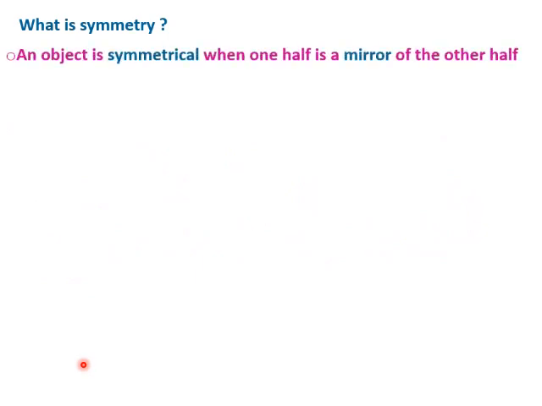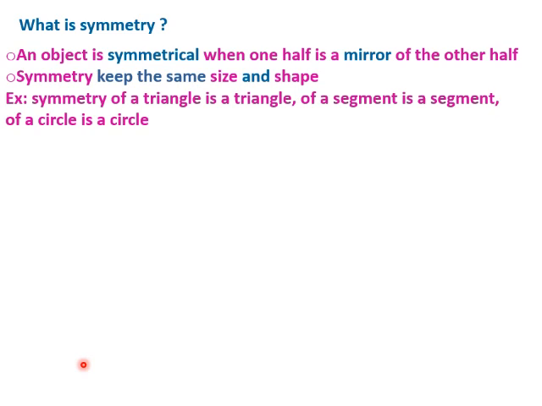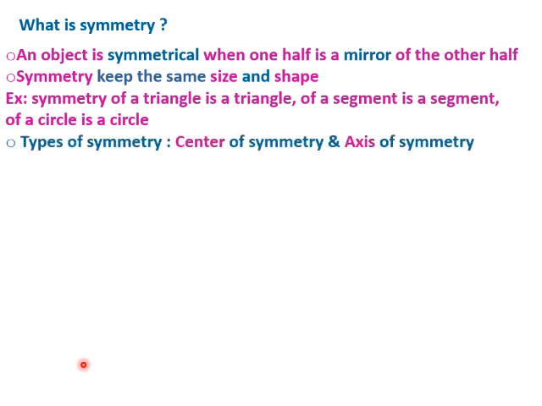What is symmetry? An object is symmetrical when one half is a mirror of the other half. Symmetry keeps the same size and shape. For example, the symmetry of a triangle is a triangle, of a segment is a segment. They have the same size and shape, and of a circle is a circle. Types of symmetry: we have center of symmetry and axis of symmetry.